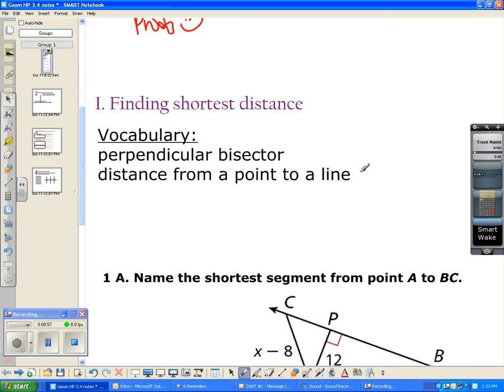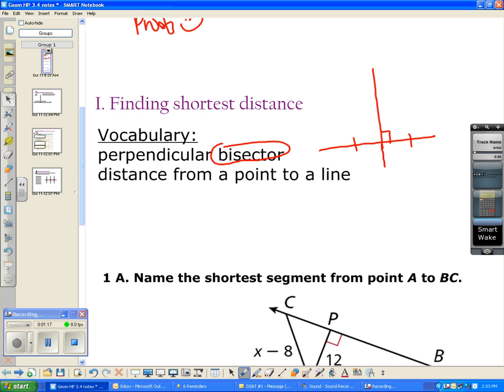Finding the shortest distance, it's the first thing we're going to do, and there's 2 pieces of vocabulary that you need to be familiar with. Perpendicular bisector is the first one. Perpendicular, again, we said meets at 90 degrees. When I say bisector, the word bisector means it's going to cut something in half. So these 2 pieces are going to be congruent. It doesn't mean anything about the line doing the cutting.